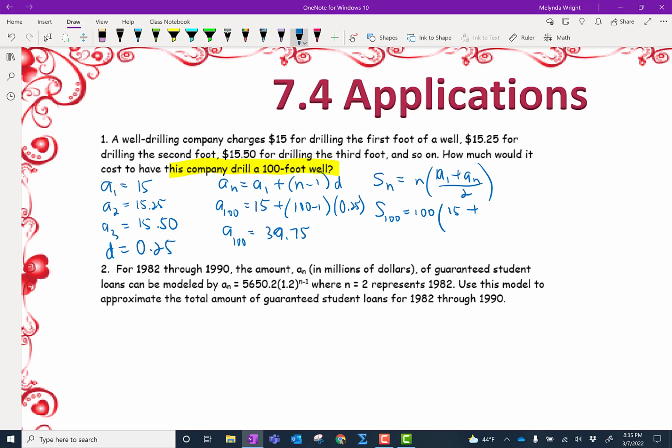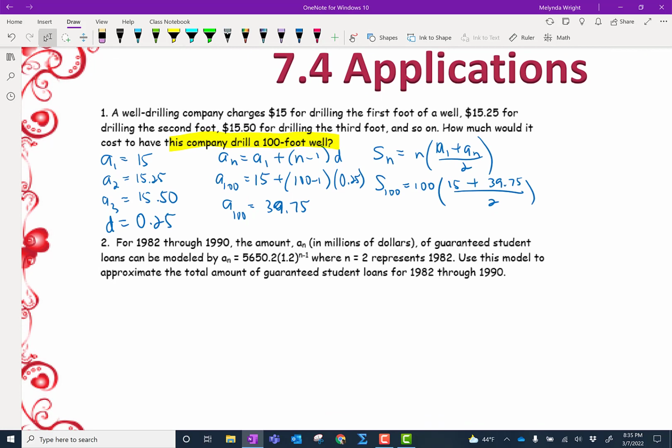All right, let's finish this formula over here. So 15 plus $39.75 all divided by 2, times 100. Okay, so again, I went ahead and put that in my calculator too, just to kind of speed things up. So the 100th term is, no, not the 100th term, the sum of all the first 100 terms is $2,737.50. Yay, we got our first problem.